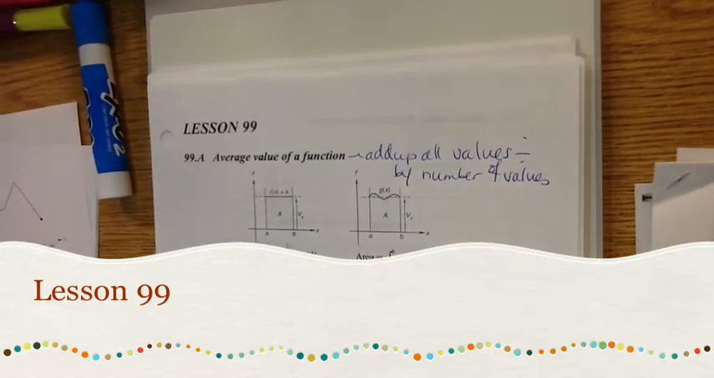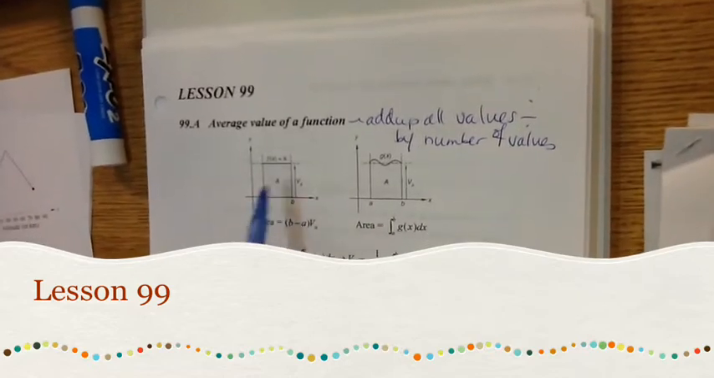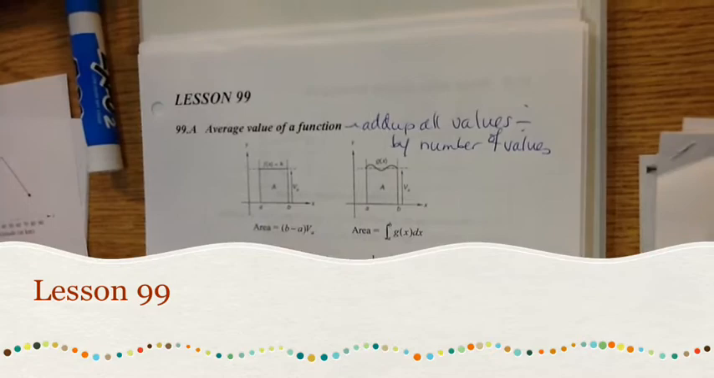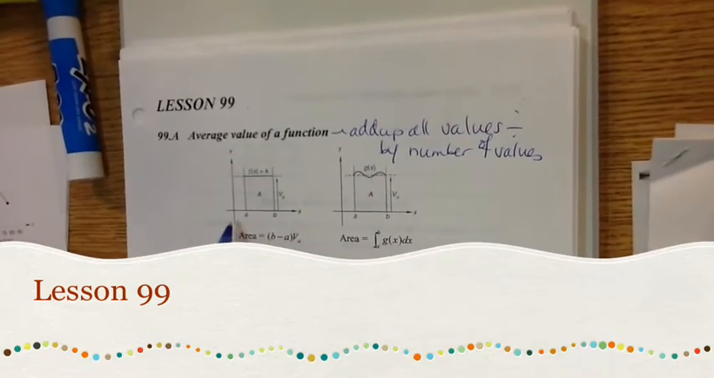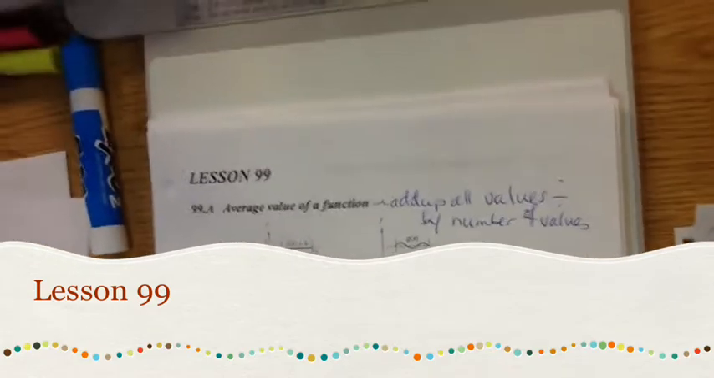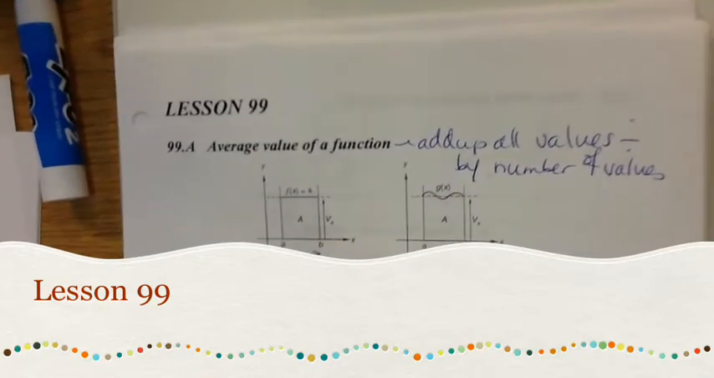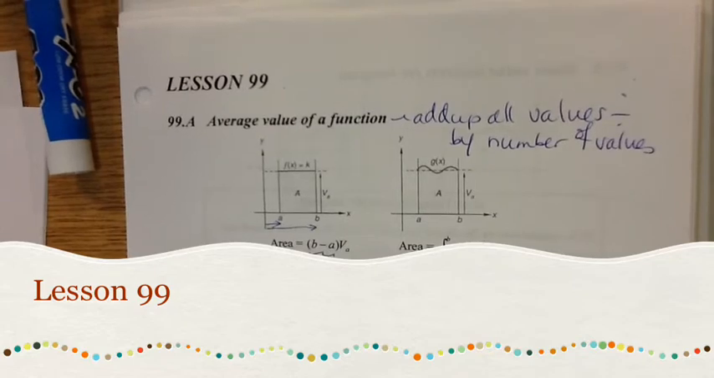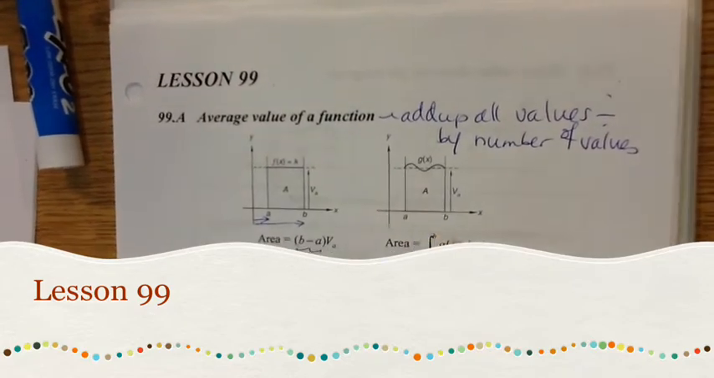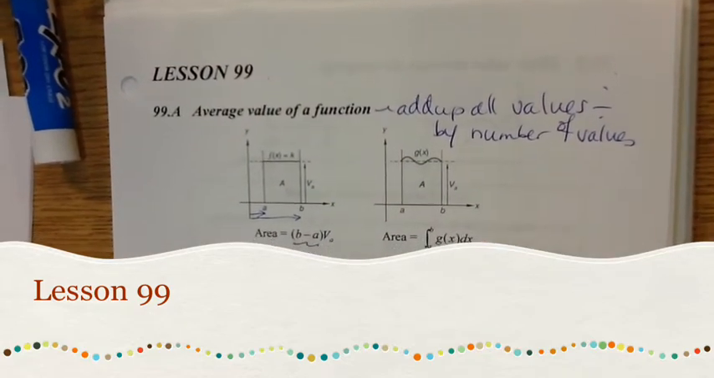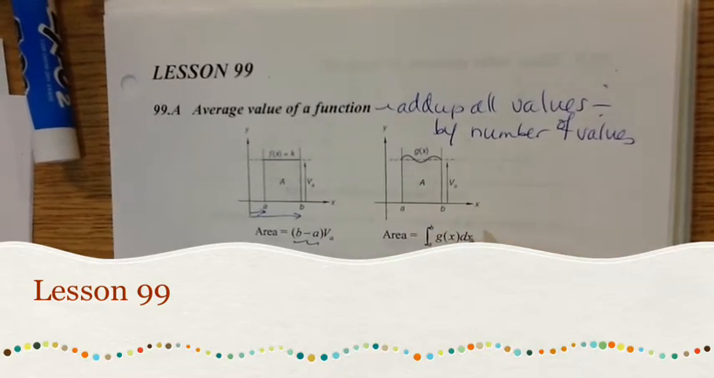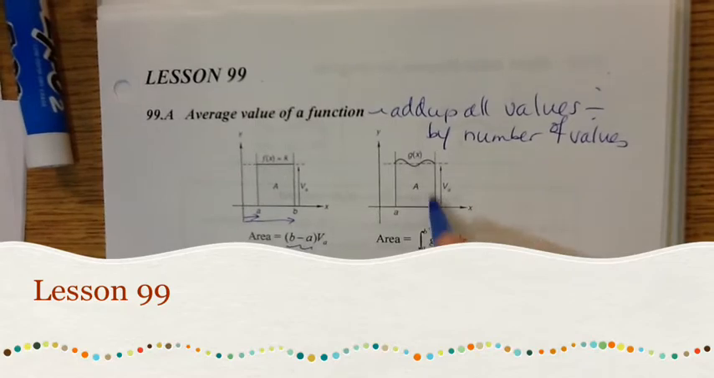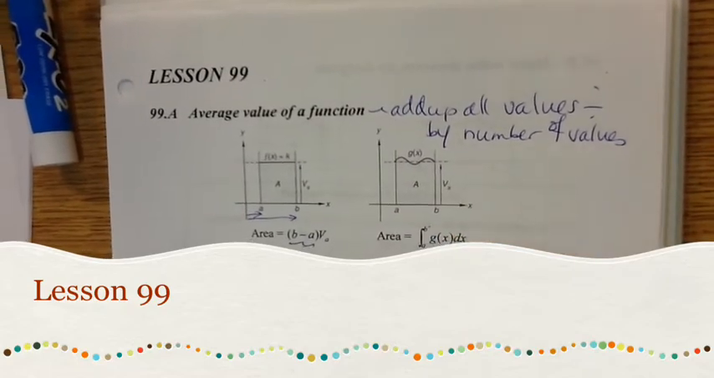All right, so here we have this lovely little rectangular box that has an area A. If we wanted to look at the area, it's this distance b minus this distance a, times my height. Does that make sense? Now what happens if it's curvy? It's still going to be the area under the curve from a to b of whatever my g of x is.